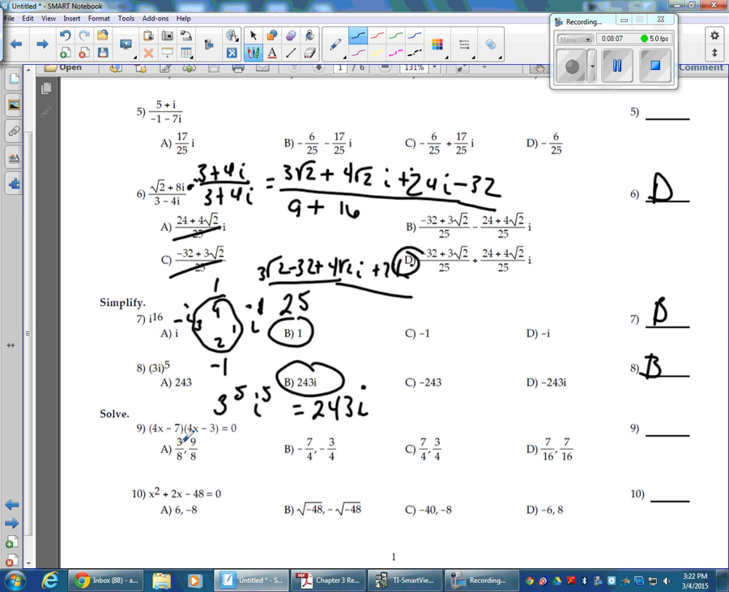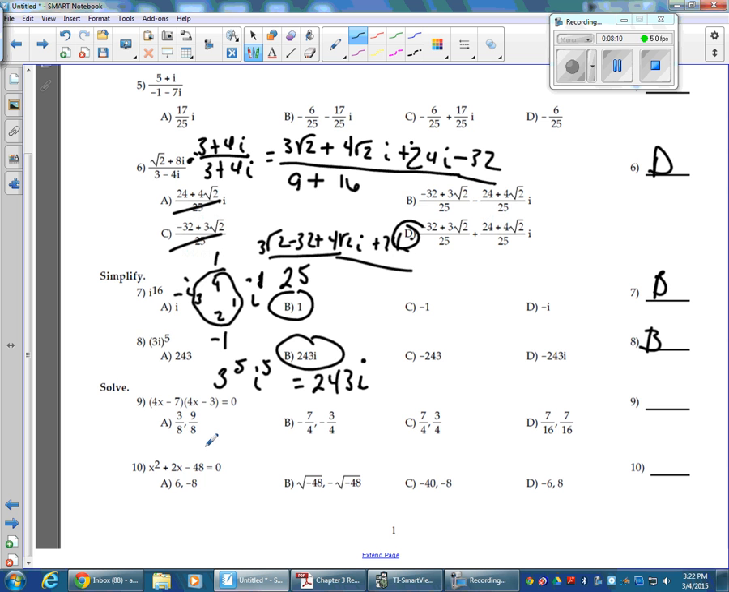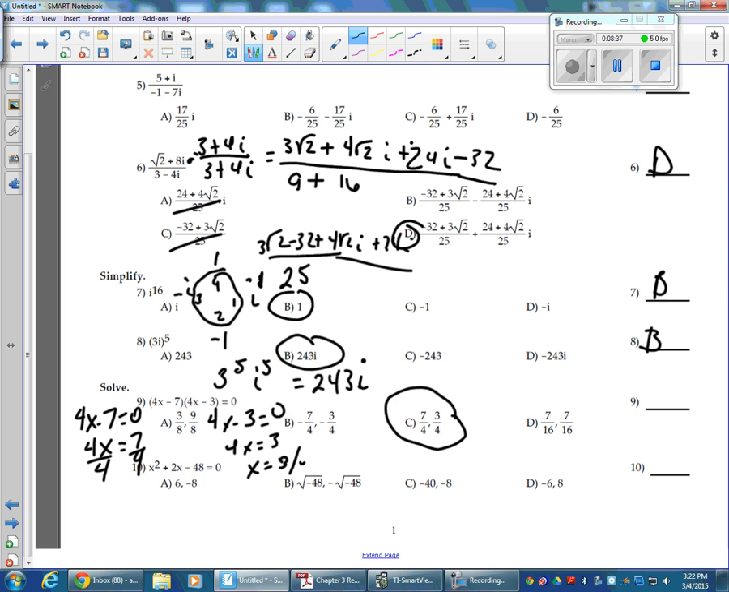All right, number 9, where you're solving and they have already factored it. So when you're solving and you've already factored it, all you've got to do is set both factors equal to 0. So 4x minus 7 equals 0 and solve that. So to solve that, you'd add 7 and divide by 4. So one of my answers is going to be 7/4. So it looks like this is going to be my answer, but let me check and make sure. Set the other factor equal to 0. 4x minus 3 equals 0. Add 3, divide by 4, and my other answer is 3/4. So that's C.